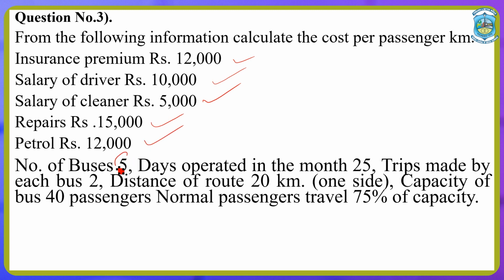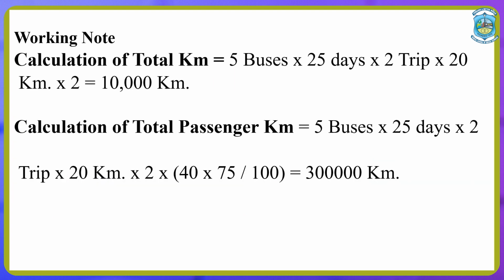Number of buses is 5, days operated 25, trips made by each bus 2, distance of route 20 kilometers from one side. Capacity of bus is 40 passengers. Normally passengers travel at 75% of its capacity. First of all, we will calculate the total kilometers, then the total passenger kilometers, and then apply the formula.